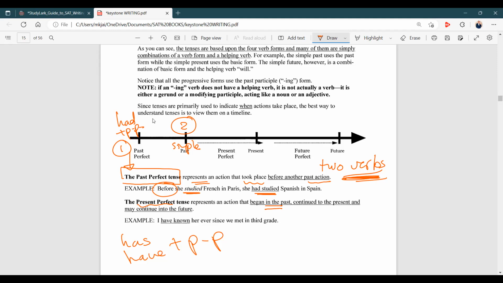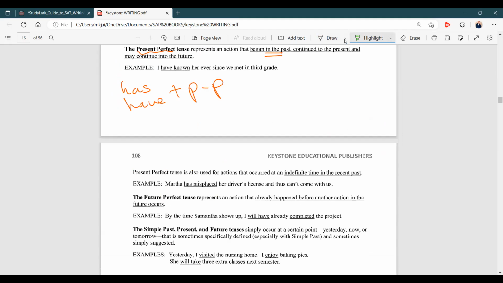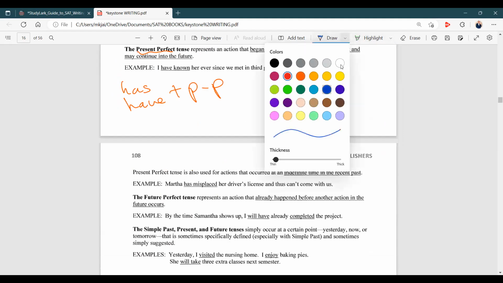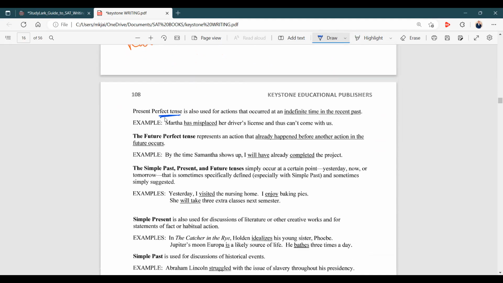So what do I consider? I consider the beginning in the past till now. That's why present perfect is in the past till now. And sometimes, do we have clues for these tenses? Yes, since or for is an indication for the present perfect tense. And sometimes we use it also when the time of the action is indefinite.